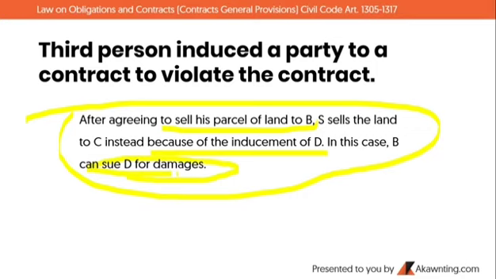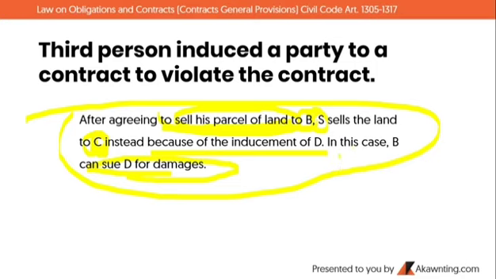Let's analyze this. What is the main contract referred to here? The main contract is the contract between B and S with regard to the sale of land. But what happened to this contract? One party did not comply. Instead, S sold the land to C.